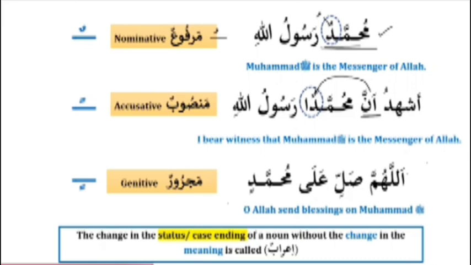And what does it mean when it has kasra? And then when we say, Allahumma salli ala Muhammadin, now it is in the genitive case, or it is majroor. So now if you look at the translation, Muhammad sallallahu alayhi wa sallam is the messenger of Allah. So the meaning of Muhammad has not changed, of course. Similarly, I bear witness that Muhammad is the messenger of Allah sallallahu alayhi wa sallam. The ending has changed, but the meaning has not changed.